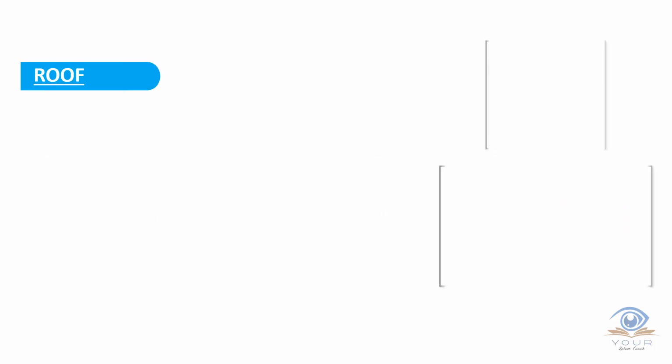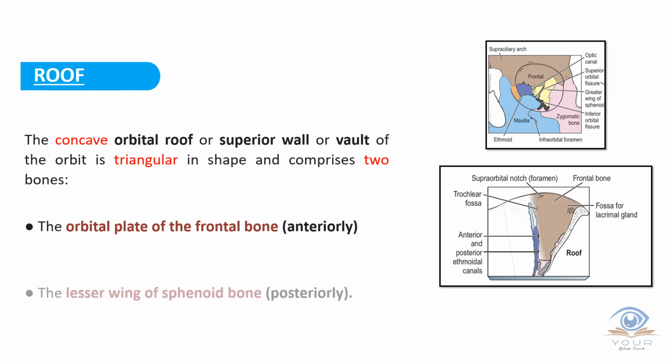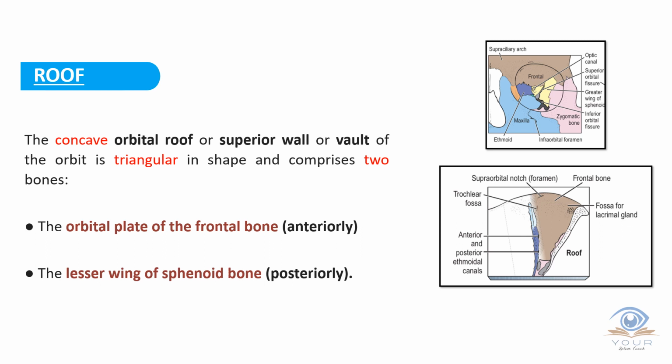So coming to the roof, also known as the superior wall or vault of the orbit, it is a concave triangular structure, and it comprises 2 bones. These are the orbital plate of the frontal bone and the lesser wing of sphenoid, which is there posteriorly. So as we all remember, in the previous video we had discussed that the superior orbital margin is formed only by the frontal bone, whereas the roof is formed by the frontal bone and the lesser wing of sphenoid.